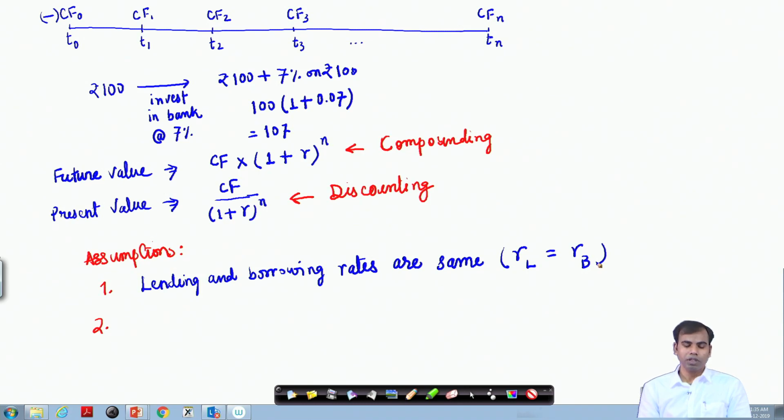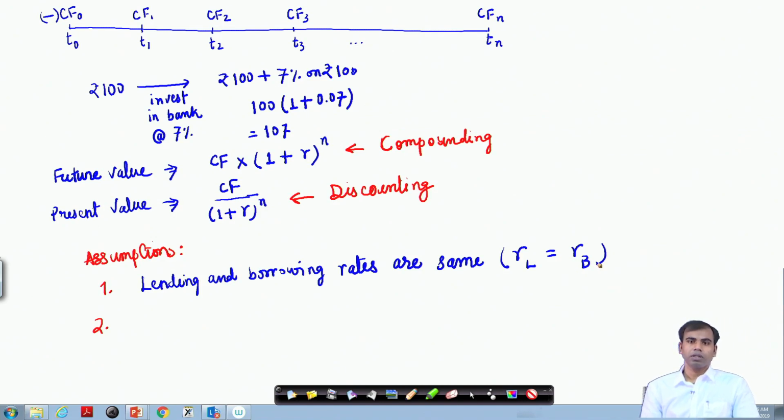So, suppose in this case you are investing 100 rupees in your bank deposit at a 7% rate of interest. You can borrow as much money from the same bank or any other bank at the same rate of interest. So, that is what this assumption means. Of course, this assumption might not be realistic, but to begin with we can have this assumption in our hand.